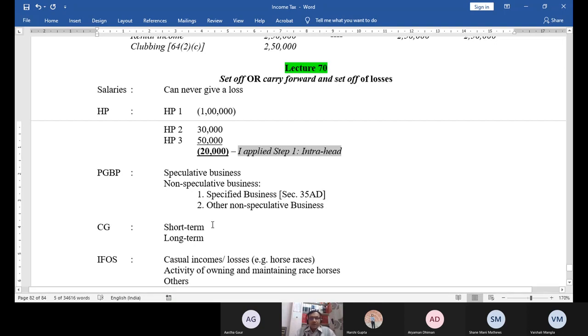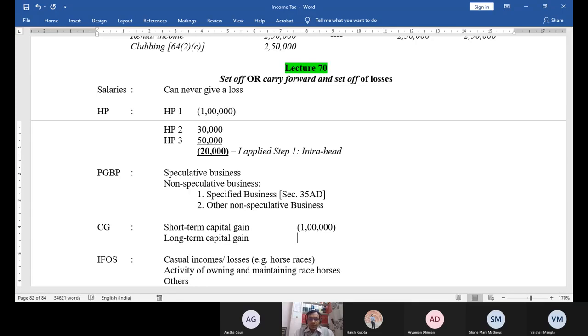For example, my short-term capital loss is 1 lakh. Short-term capital gain, and I will write negative so that I can easily check whether something is positive or negative. So there is a gain of 1 lakh. My long-term capital gain is 1 lakh 30. So what is the net result? Net result is plus 30.